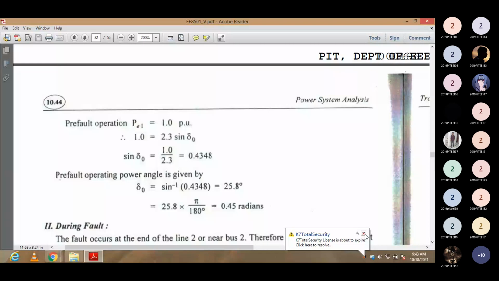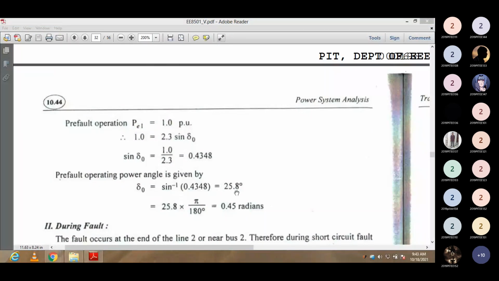புரியுதாமா? Del naught வந்து 25.045 radians. So the initial angle, operating angle. So இது வந்து pre-fault. So normal operation, you don't have any problem, any issues. So next one is we move on to the real problem.